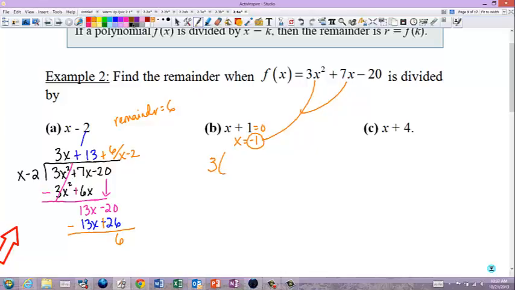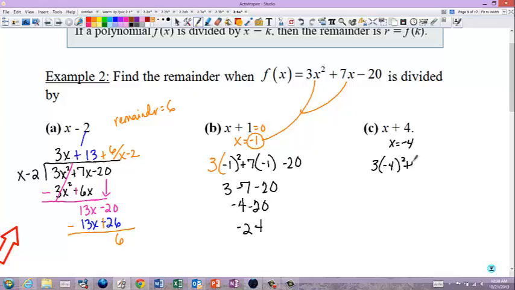Let me change back to black. Negative 1 squared plus 7 times negative 1 minus 20. That's 3 minus 7 minus 20. Negative 4 minus 20 is negative 24, and that is my remainder. So my answer here, sorry, excuse me, would be negative 4. So 3 times negative 4 squared plus 7 times negative 4 minus 20 would be 3 times 16 minus 28 minus 20. 48 minus 48 would be 0. So my remainder would be 0.